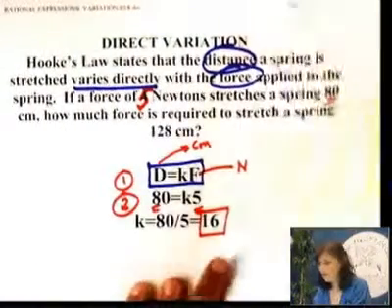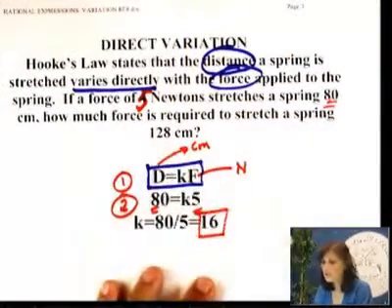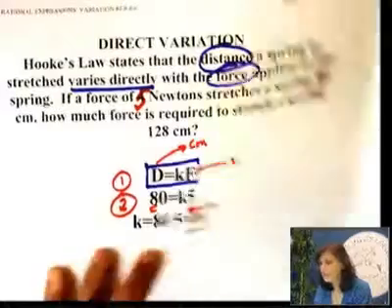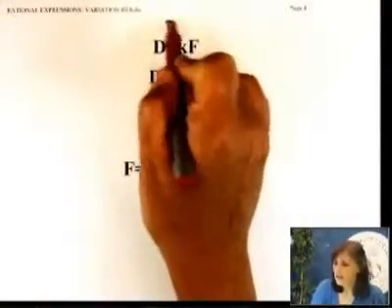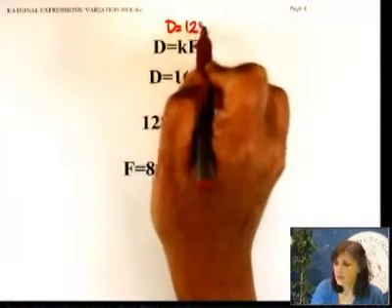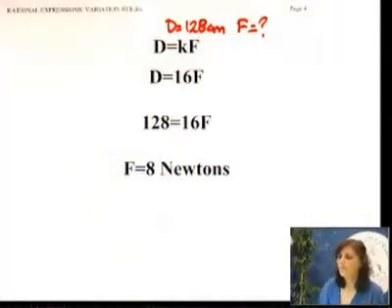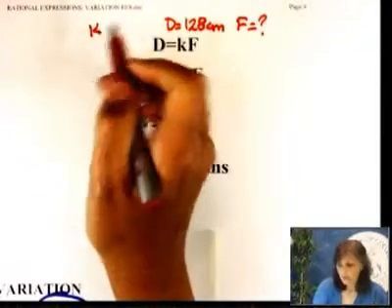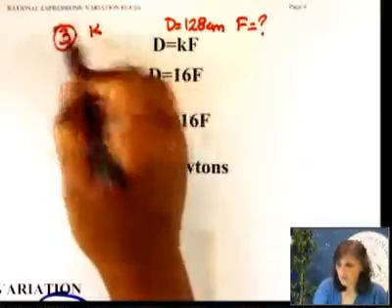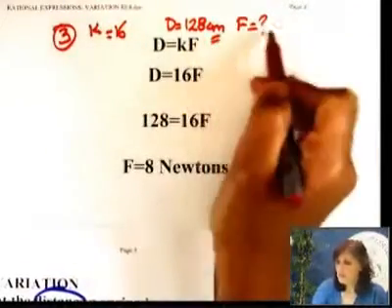Okay. Third step. It's going to say how much force is required to stretch a spring of 128 centimeters. So it says what happens when the distance is 128 centimeters. What is F? That's the question. Remember we found K from the other page to be 16 when these are in centimeters and newtons.